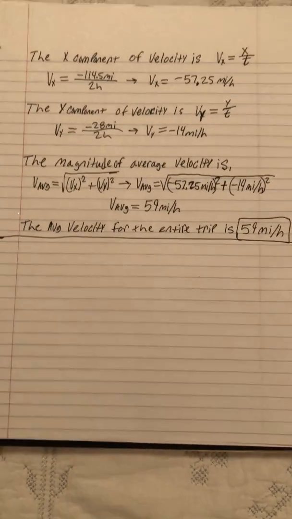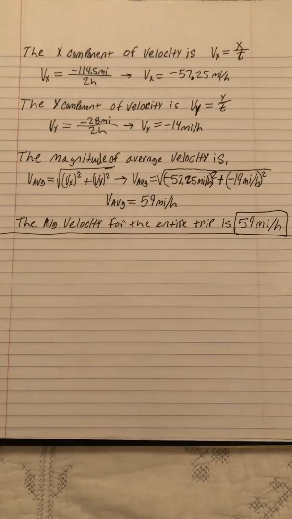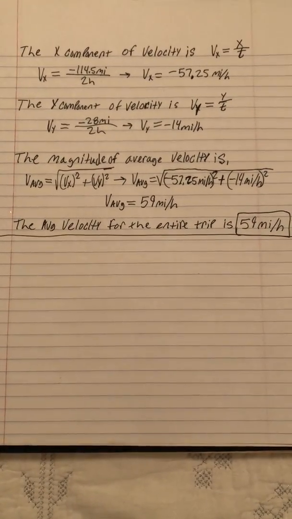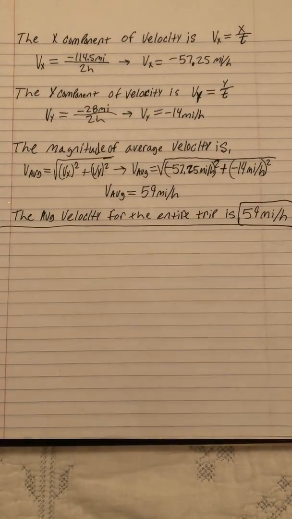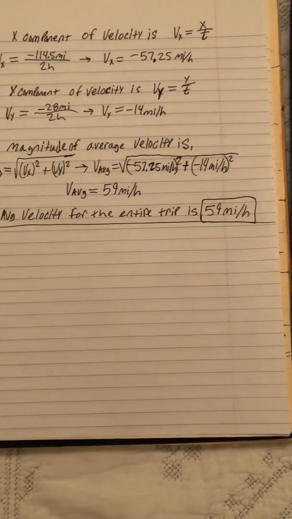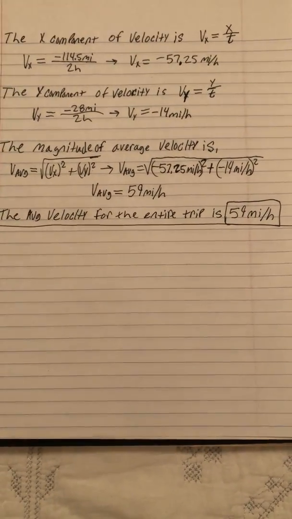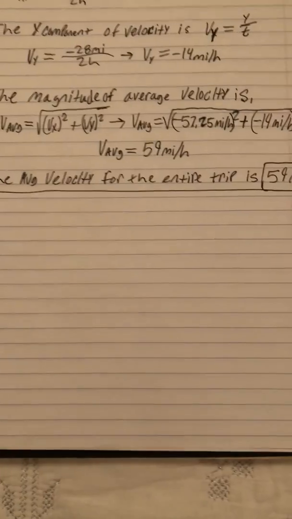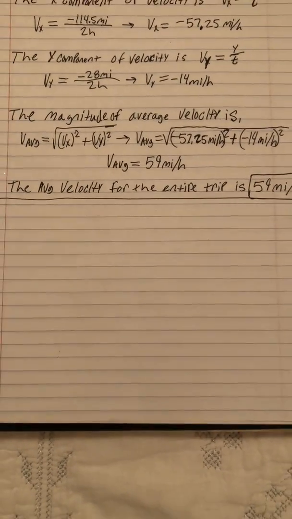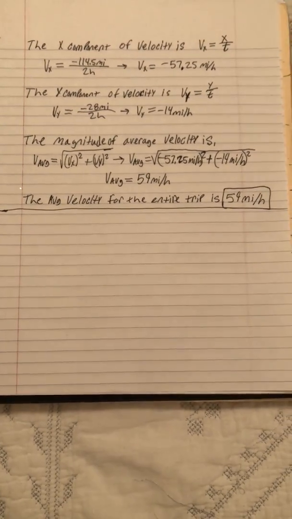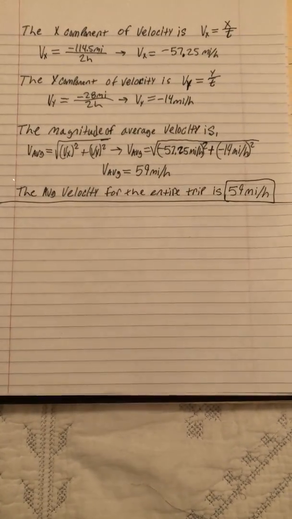The magnitude of the average velocity is v average equals the square root of vx squared plus vy squared. So you plug in your vx and your vy, and you get the v average of 59 miles per hour. So the average velocity for the entire trip is 59 miles per hour.